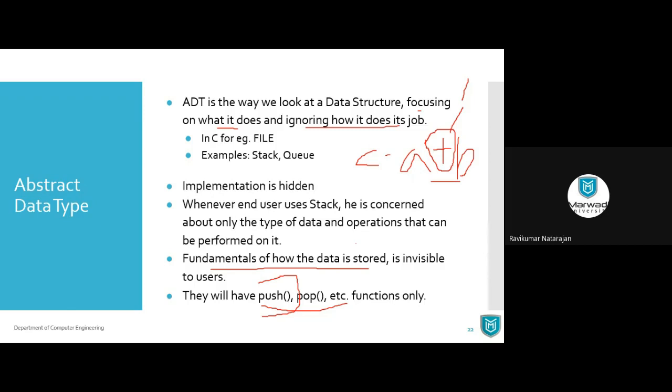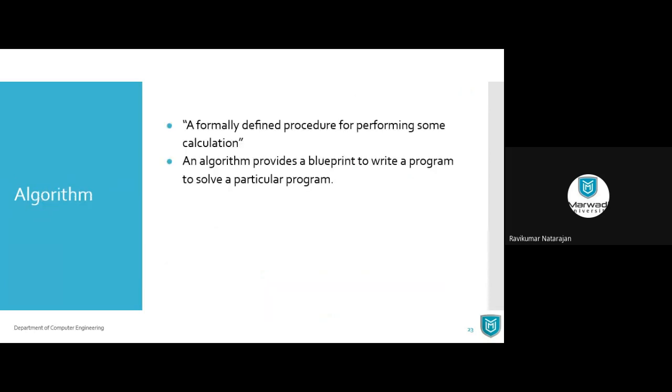Abstraction in the sense hiding. That's the keyword you need to understand. So when we go for OOPS programming, like C++ and Java, we mostly use this abstraction. Okay. All right. Then I was talking about algorithm.